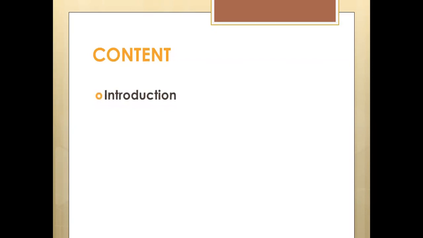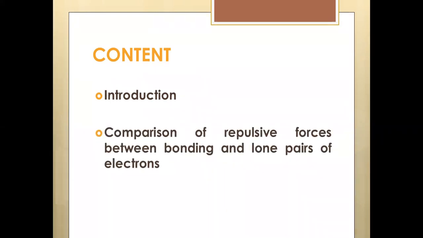First of all, we have to know what is meant by electron pair geometry, what we are going to study, and how we are going to deal with it. That is what I am going to speak about in the introduction. Next, the comparison of repulsive forces between the bonding and lone pairs of electrons. When you are speaking about pairs of electrons, what is their contribution? We already studied this under VSEPR theory, the valence shell electron pair repulsion theory. This is what we are going to speak about here.